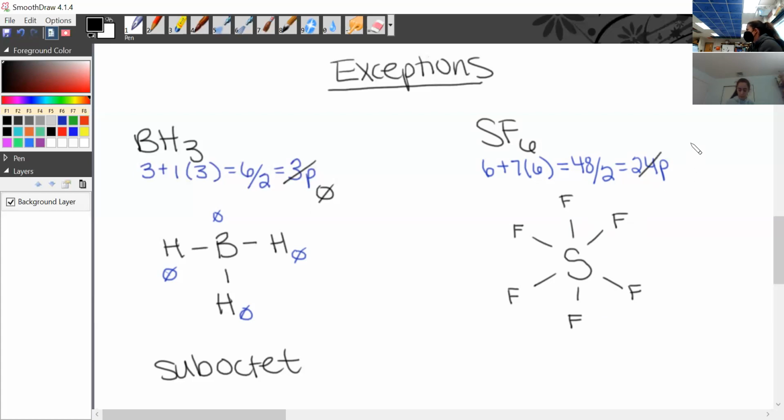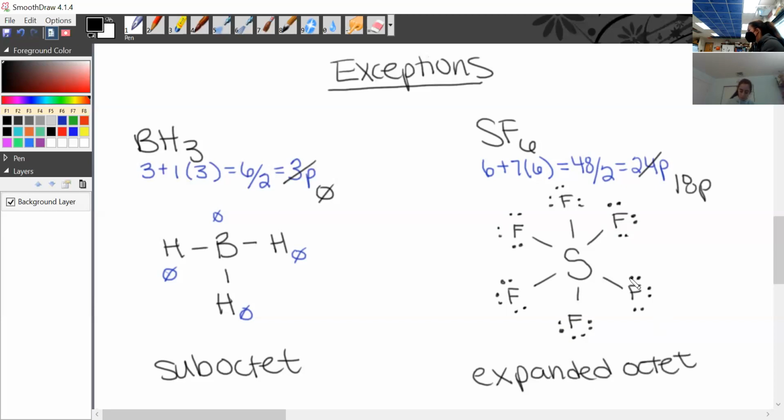So of my 24 pairs, I'm down to 18 pairs. And oh, look, I have 6 terminal atoms that each need 3 pairs apiece, right? So 6 times 3 is going to be those 18 pairs. So fill in those fluorines with their 3 lone pairs apiece. Okay? This is called an expanded octet.